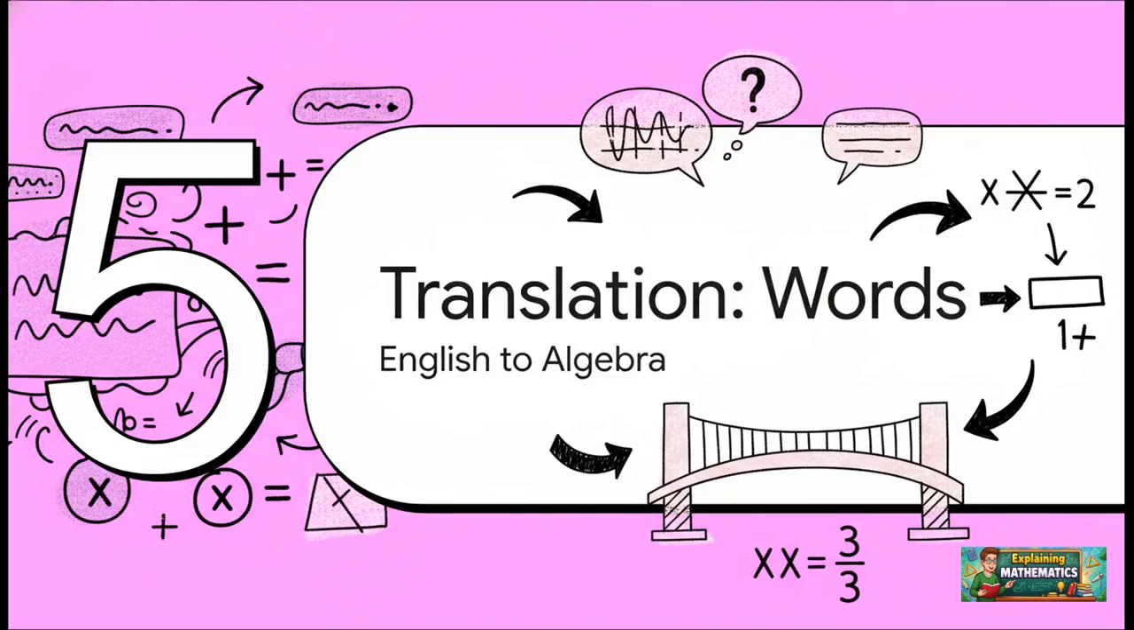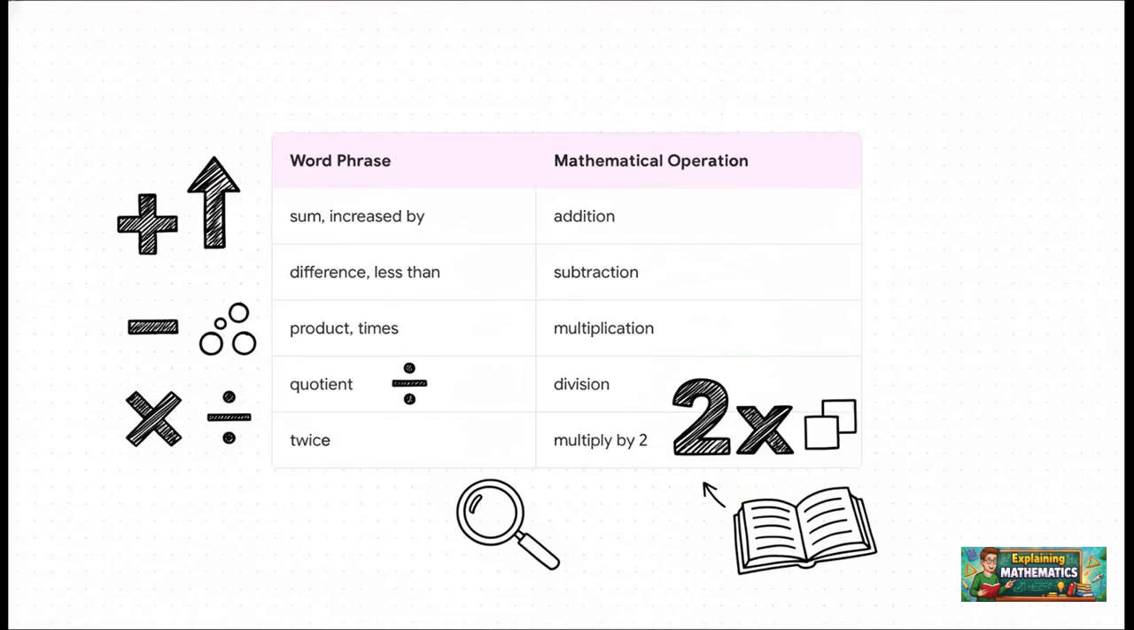Okay, we've learned to read algebra. Now for the final and maybe most important step, learning to write it. This is where we translate everyday English into the clear, precise language of math. Luckily, there are some really common keywords that are dead giveaways. If you see sum or increased by, you should be thinking addition. Difference or less than, that's subtraction. This table right here is basically your mini dictionary for translating.